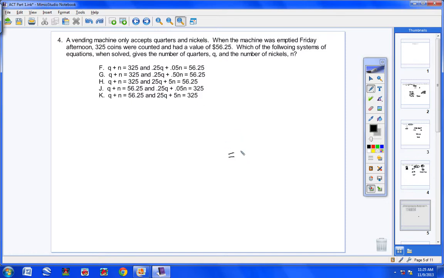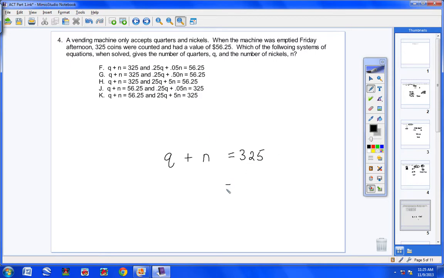So it makes total sense to me if I take all of my Q quarters plus all of my N nickels, it'll equal 325. That makes sense to me. I mean, come on. If I've got 100 quarters in the machine, then there would be 225 nickels, right? Sure. If there were 200 quarters, then I would have 125 nickels. Okay? So that's a true equation, and that's a good one. And notice how it used a total.